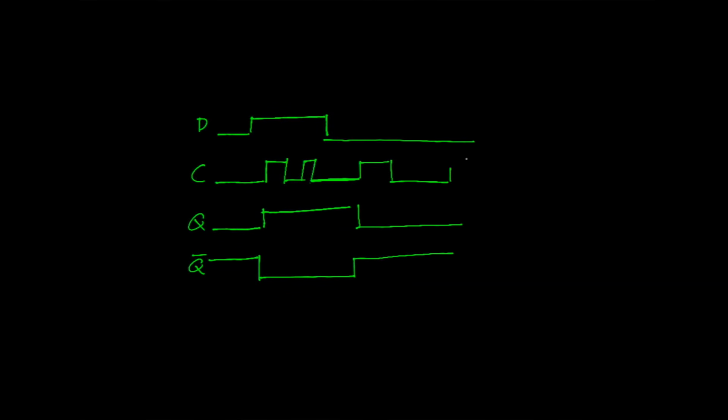We can see the rest of the behavior by exploring what happens when C is asserted and D changes. Remember that this is a transparent latch, so as long as C is asserted, Q is going to follow exactly what D does. And of course, Q naught does the opposite.